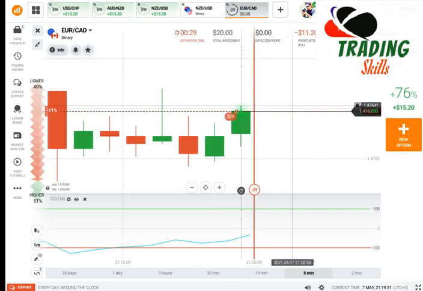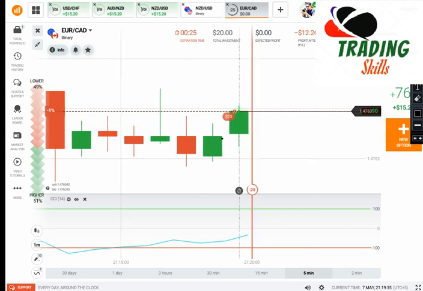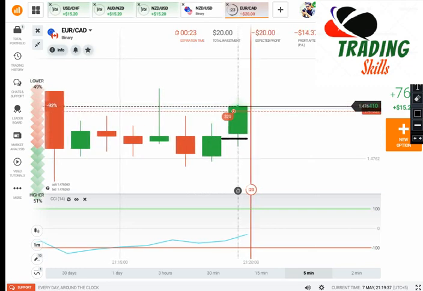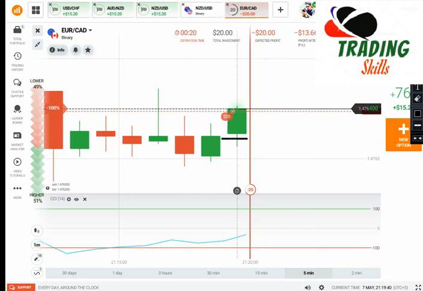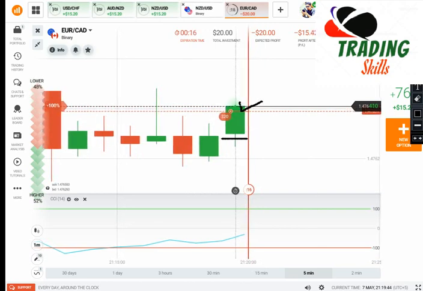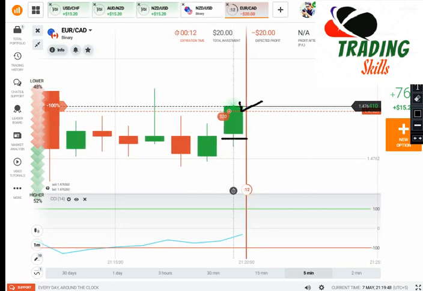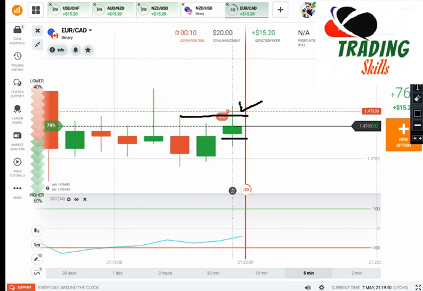Let's see what happens here. My entry point was this one and I was late, so it doesn't matter, but according to the rejection strategy I will win this trade. You will see the market will get a rejection and it will go down and it will close below our entry point.